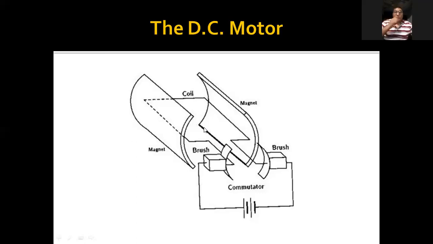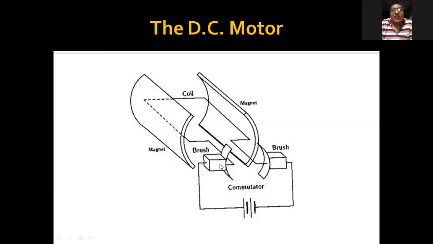So now you see, when the current flows from here to the carbon brush, through this ring into the coil, this left side of the coil will experience a force. Let's say it will experience a force in the upward direction, and this side of the coil will experience a force in the downward direction. So it will start rotating in a clockwise manner. So then the coil will become vertical.